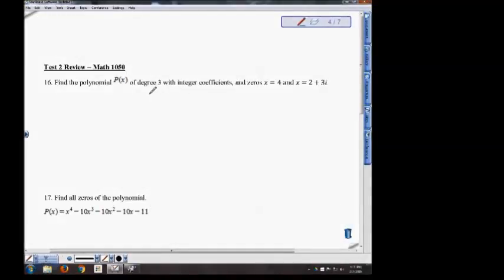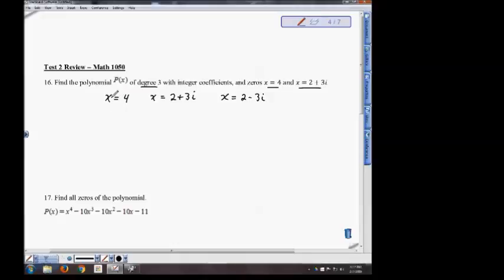Okay, number 16. We need to make a degree 3 polynomial, but we've only been given 2 zeros, and that's a problem. The number of zeros is supposed to equal the degree, and it's purposely been done. You're supposed to remember the fact that 2 plus 3i has a matching pair, 2 minus 3i. These types of zeros always come in pairs. They're called conjugate pairs. Next step is to form the factors from which these zeros came.